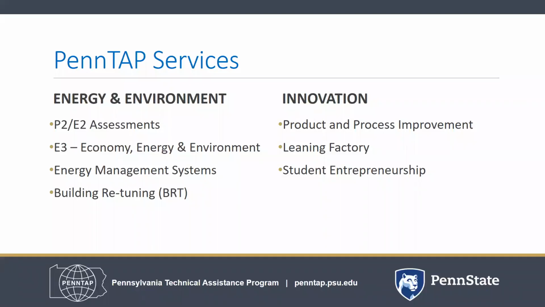PennTAP has 2 platforms in which we offer our services. We have the Energy and Environment team that offers P2, E2 assessments, E3, and ENMS, Energy Management Systems. Then we offer Innovation as well, which covers product and process improvement, the Learning Factory at Penn State, and student entrepreneurship.